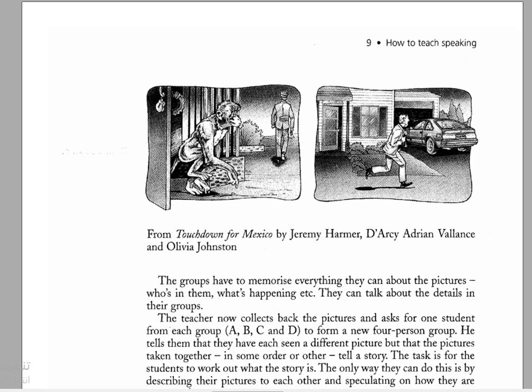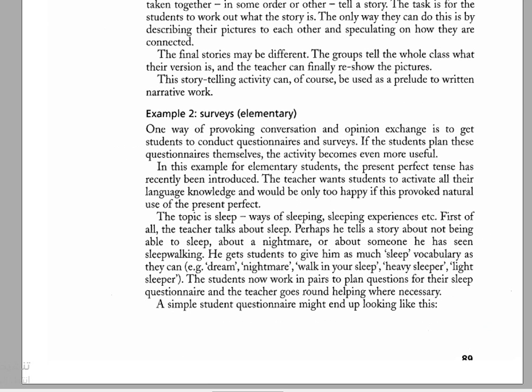Fine. So now we have 4 pictures. You can see here how to rearrange the pictures, and these pictures are from Touchdown for Mexico by Jeremy Hammer. So that's the photos. Maybe you can expect that the boss already got in the car, and then the monkey realized that he was left. After he was left, he got home and opened the refrigerator and started eating a lot.